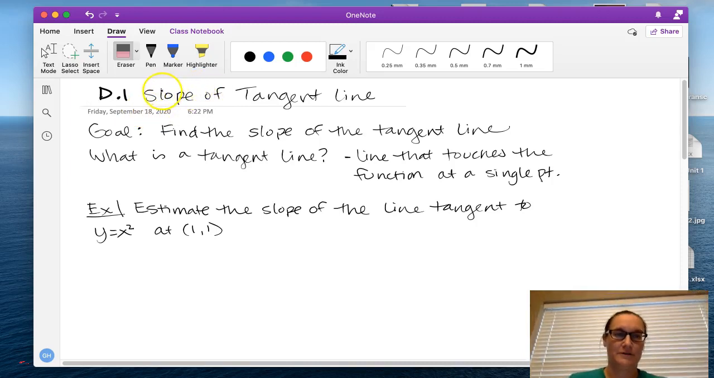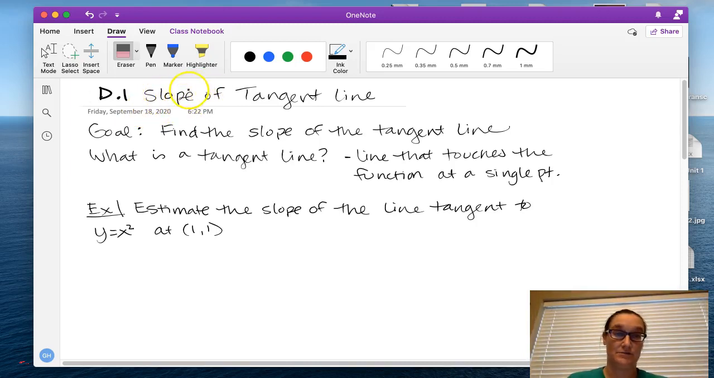Okay, so our first section in this unit is slope of the tangent line. This is one of the big problems in calculus. There are two main problems. One is the slope of the tangent line, the other one is the area under the curve, and we won't get to the area under the curve until second semester. So we're going to spend a lot of time on slope of tangent line.